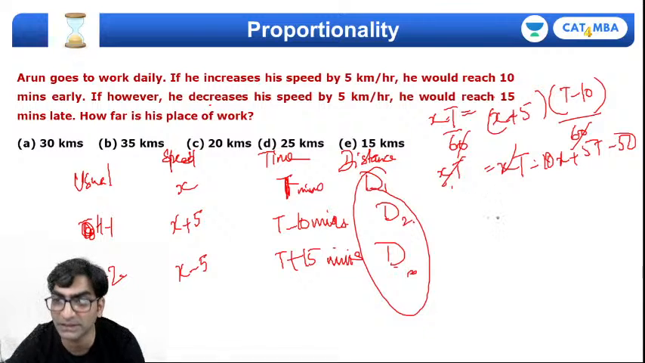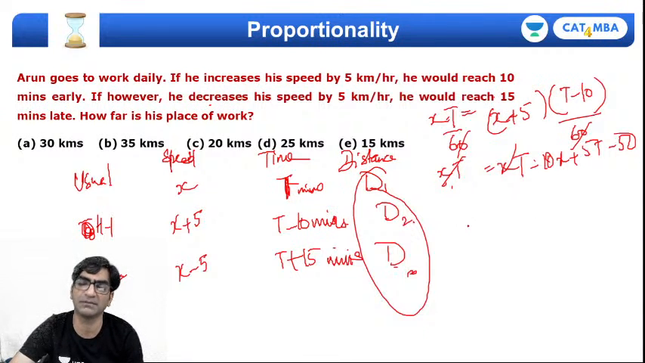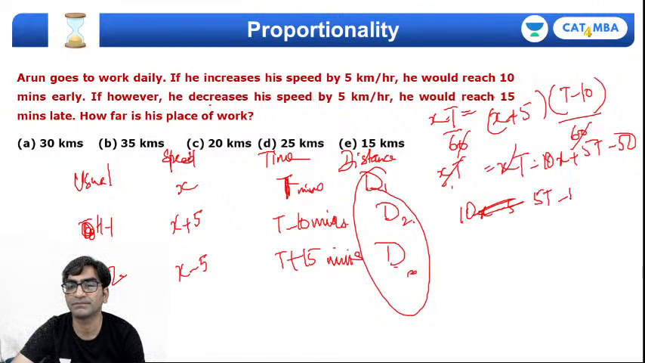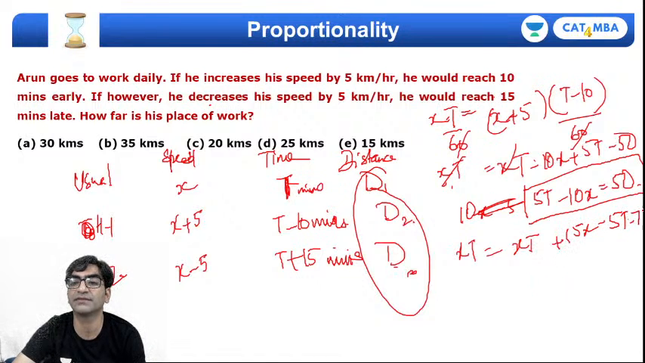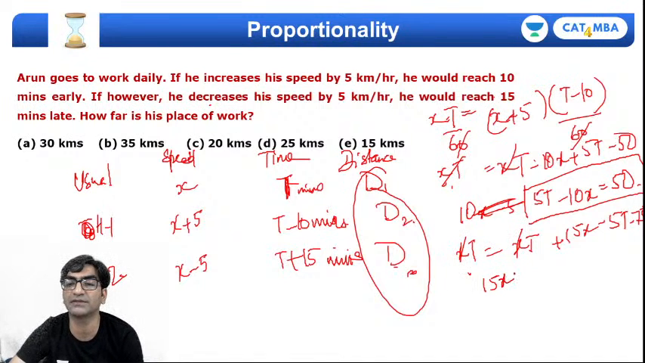So you'll get one equation, 10x minus 5t, and let's reverse it, 5t minus 10x is 50. That's equation number 1. Similarly, you could also equate the other. X into t would also be equal to xt plus 15x minus 5t minus 75. Again xt goes away, but this time my equation will be 15x minus 5t is equal to 75.